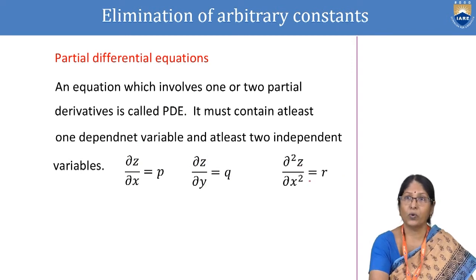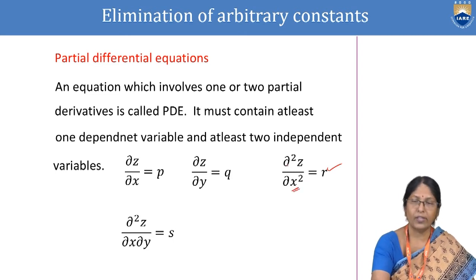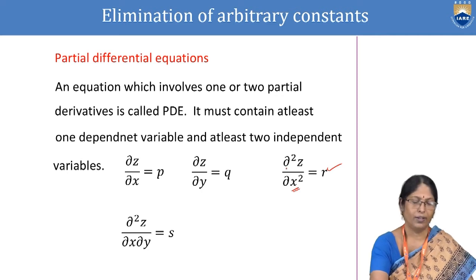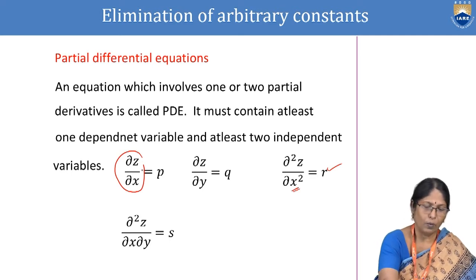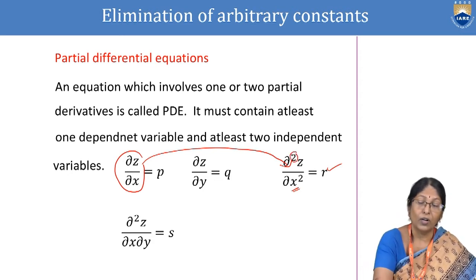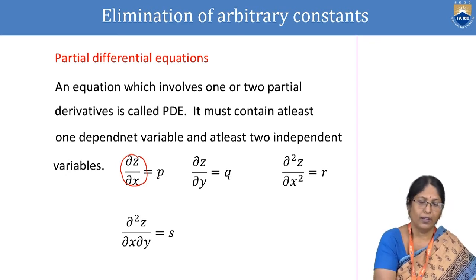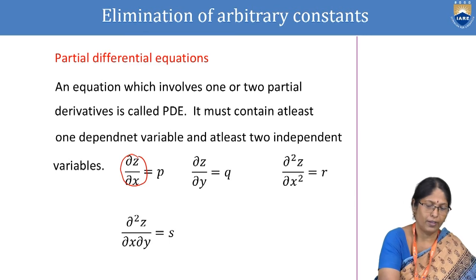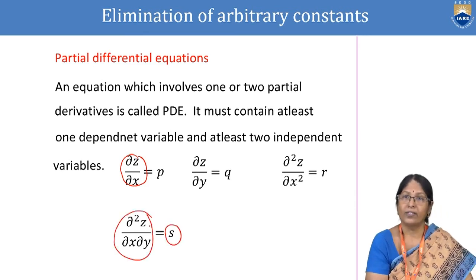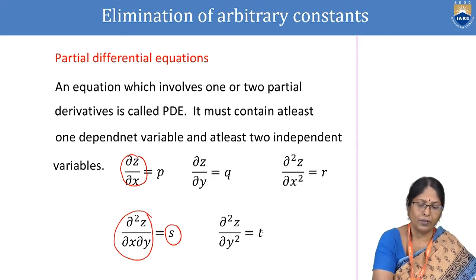∂²z/∂x², the notation is small r. That is, it is differentiated twice partially with respect to x. ∂ represents only partial differentiation. Here, in ∂z/∂x, one more time we did the differentiation with respect to x; that is the reason for the square. Next, ∂z/∂x equal to p is again differentiated with respect to y, and that is denoted by capital S. ∂²z/∂y² is noted by small t.